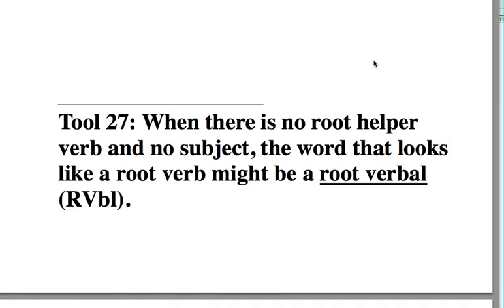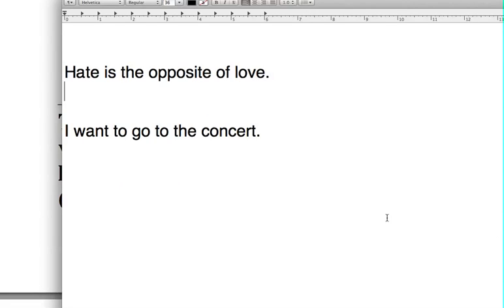Tool 27. When there is no root helper verb and no subject, the word that looks like a root verb might be a root verbal, or RVbl. Now we've already learned about CVbls. This is telling us about RVbls. So write this one down and I'll show you some examples. Okay, so what is an RVbl? Well, again, a verbal or VBL is something that looks like a verb but does not act like a verb in that sentence. So let's see a few examples of this.